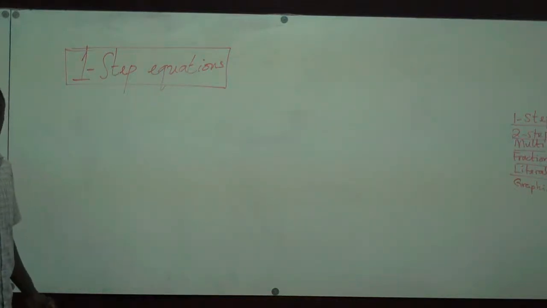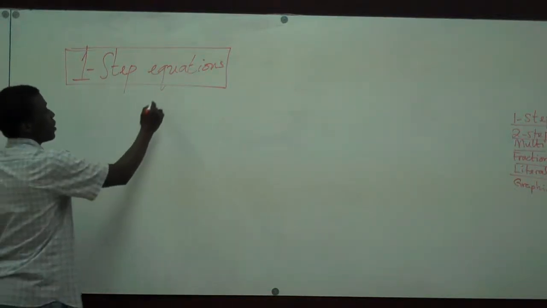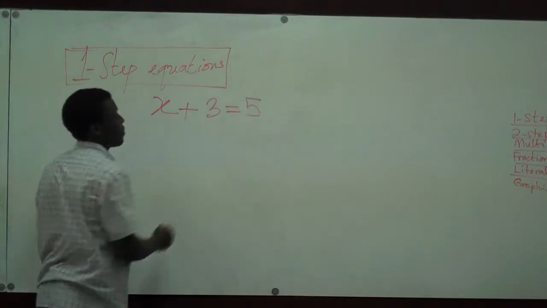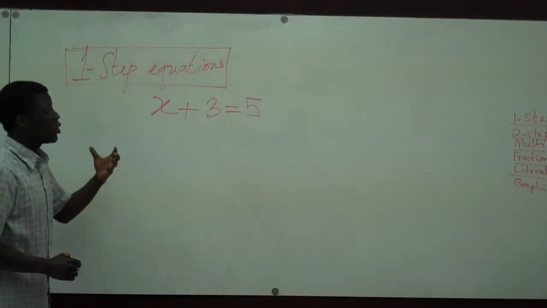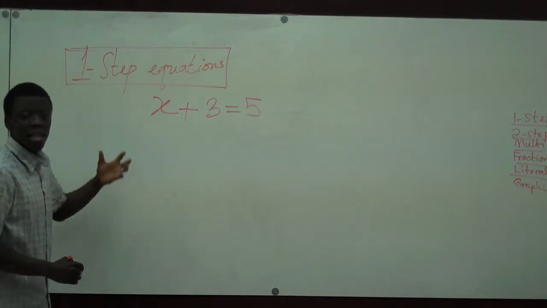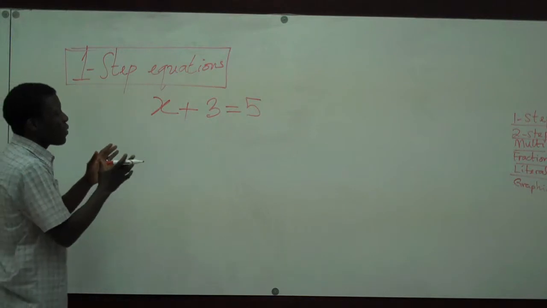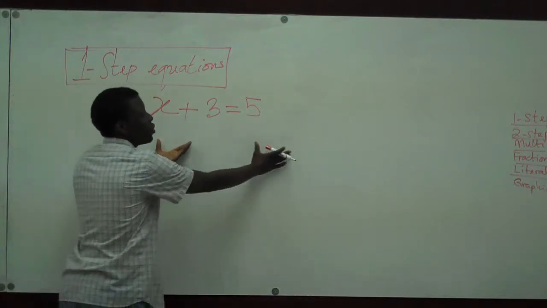In this video, we're going to be talking about one-step equations. So if I give you an equation like x plus 3 is equal to 5, some people would use intuition and look at the problem and say 2 plus 3 is 5. But it's important to note that whatever you do to the left, you have to do to the right.